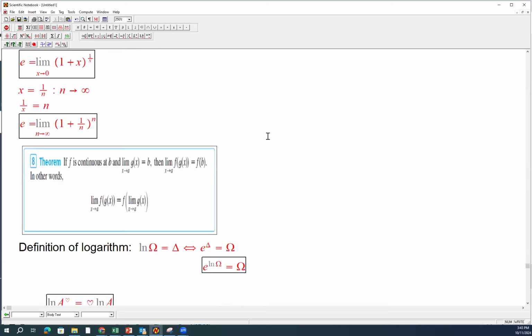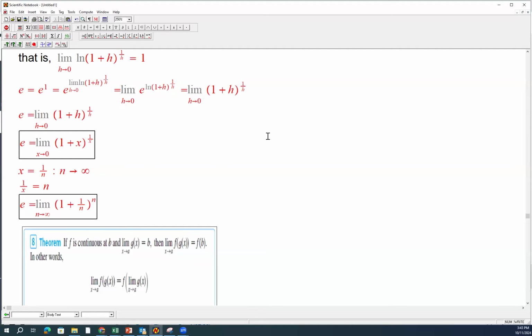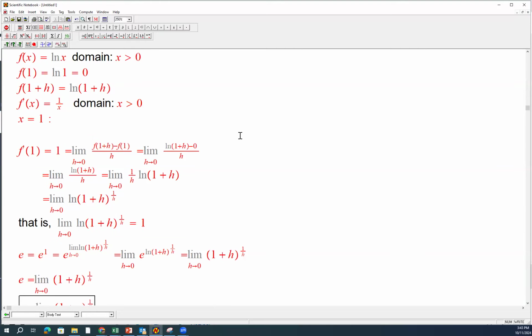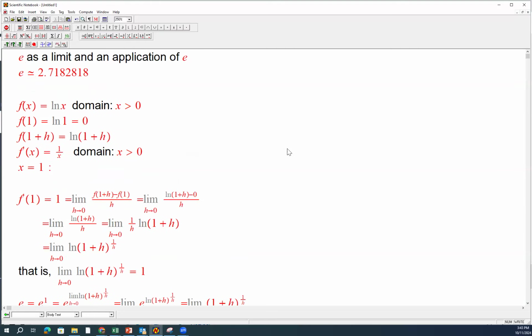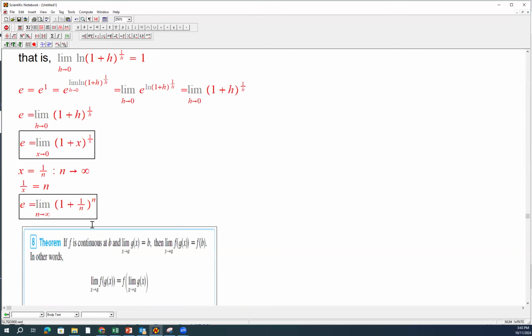Okay, so that's all for this clip, on how we derive e as a limit. And then the next question is, what is the use of it? We made it more complicated. Well, yes, it has some uses. So we're going to talk about it in another clip.